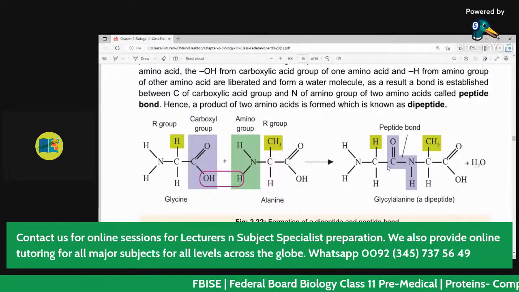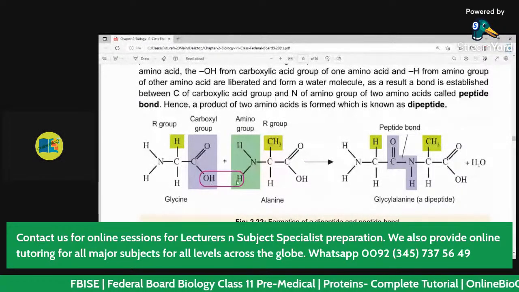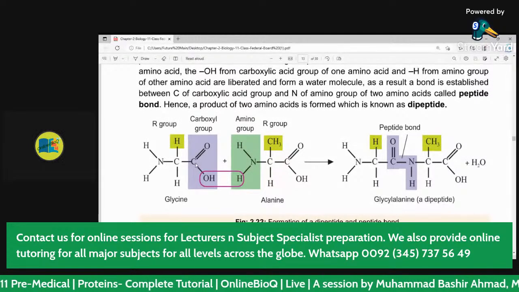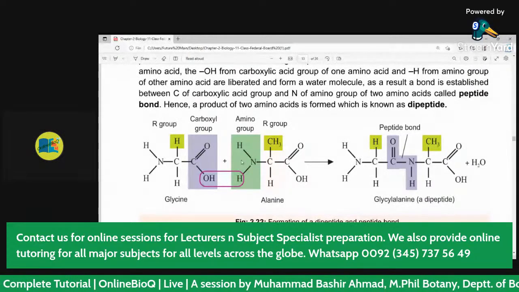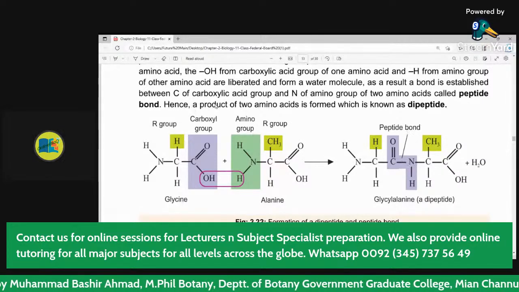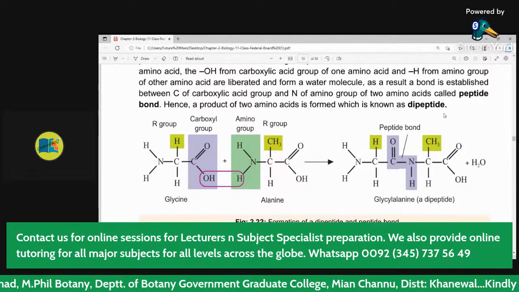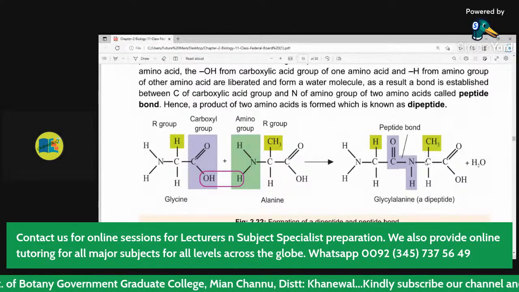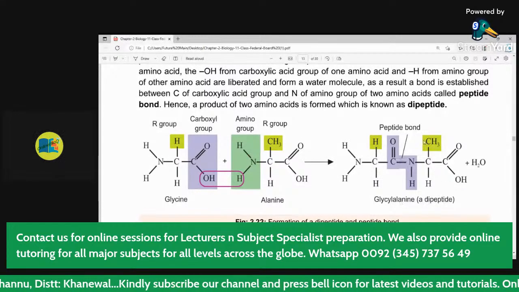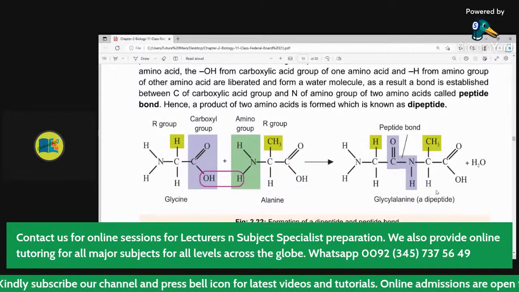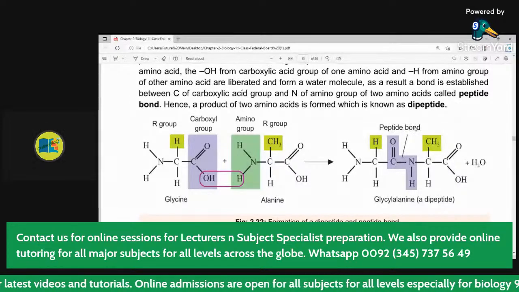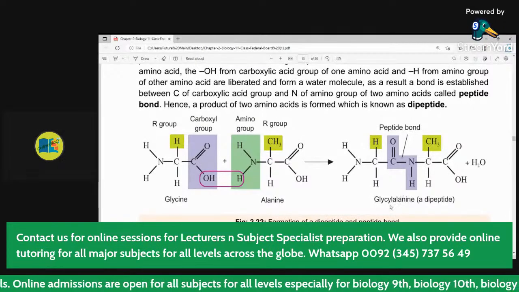As a result of the removal of hydroxyl and hydrogen atoms, a chemical bond is formed between the carbon of the carboxylic acid group and the nitrogen of the amino group. This bond is called a peptide bond. Hence, a product of two amino acids is formed, known as a dipeptide. This dipeptide is known as glycyl alanine.